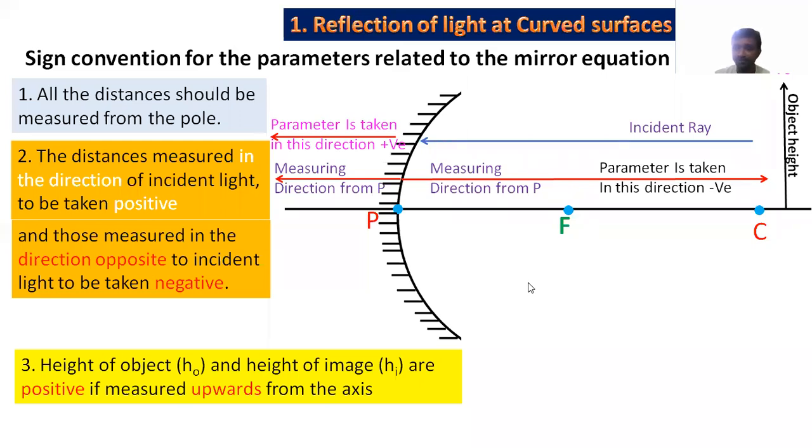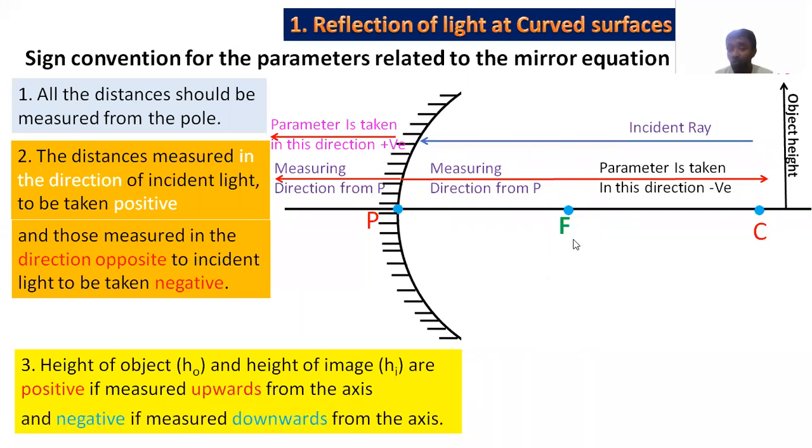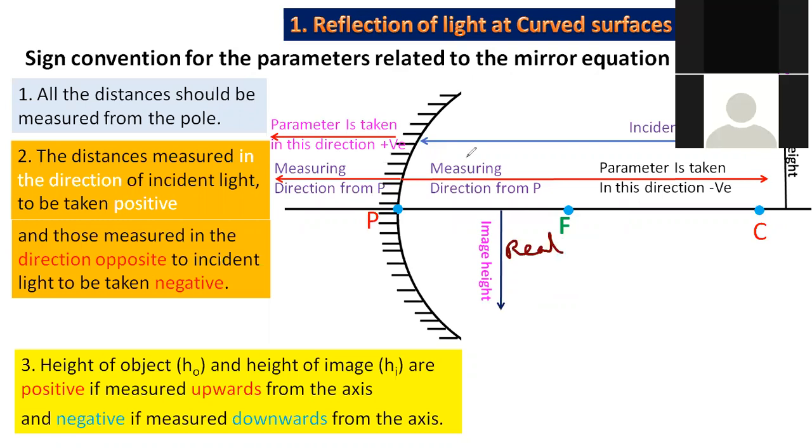Then one more is there. If you measure below the principal axis, downward from the principal axis, it is taken to be negative. So this is downward. Wherever you get an inverted image, it is negative in direction, because you will get it in front of the mirror and downward. Virtual image. Where do you get a virtual image? Anyone? Behind the mirror. Very good.